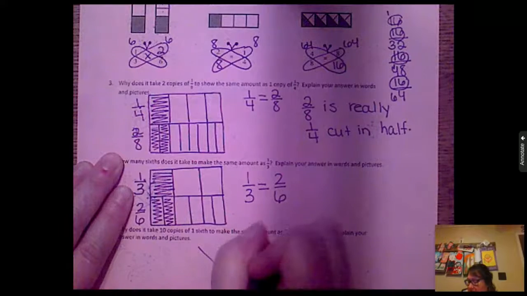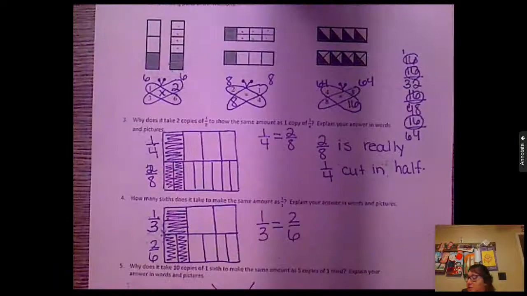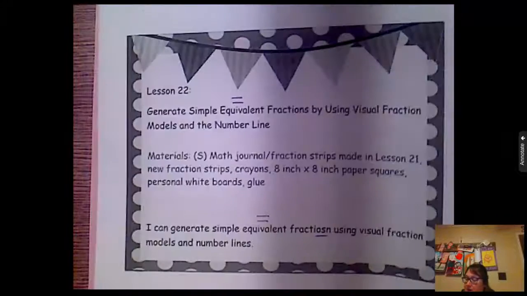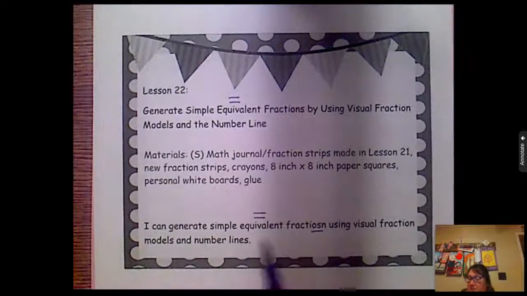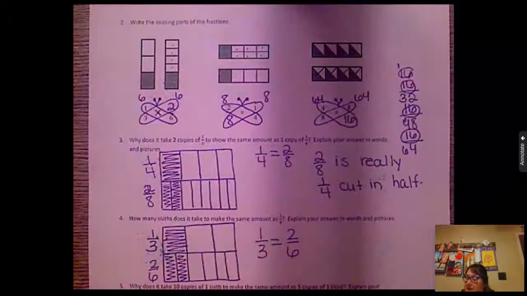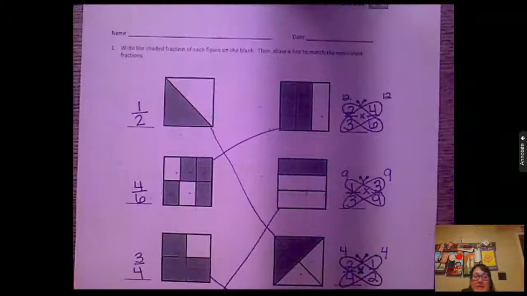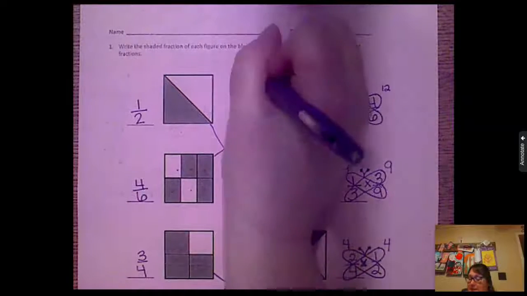Alrighty, and we are going to cross off number 5 for today. You guys did an amazing job, okay? So if we look back at our objective for today, I can generate simple equivalent fractions using visual fraction models and number lines. That's what we did. We were creating equivalent fractions. And remember, equivalent is a fancy word that means equal.